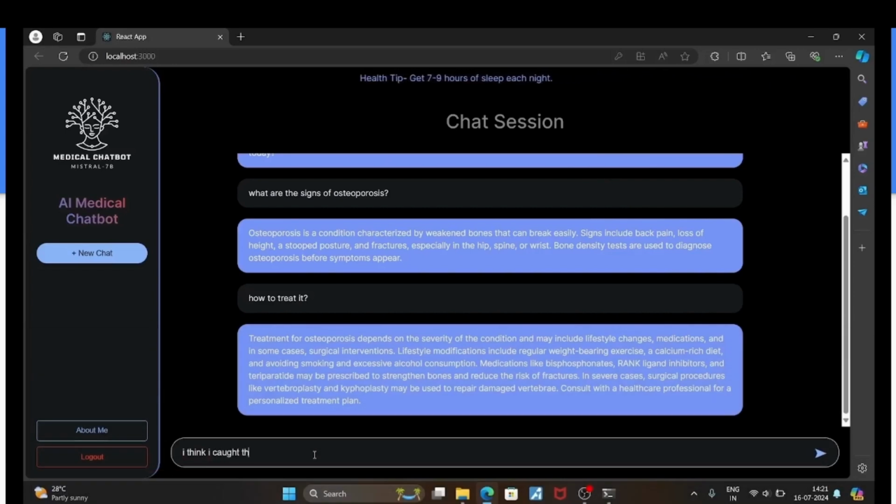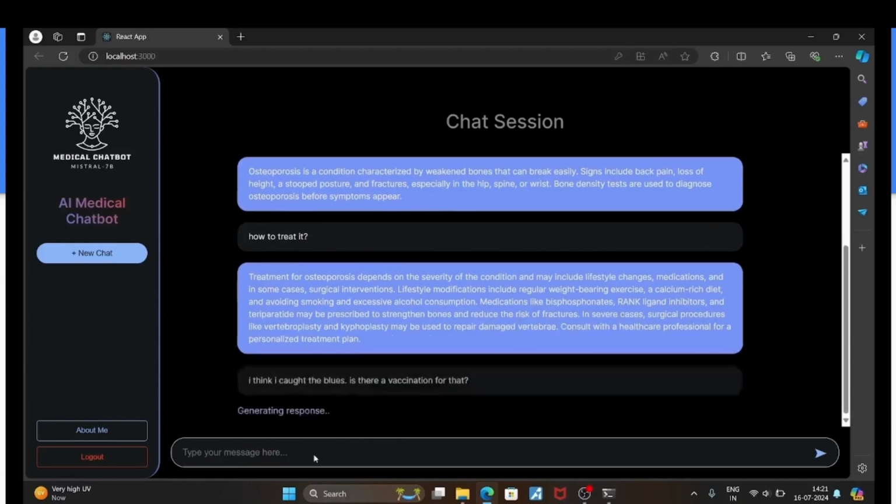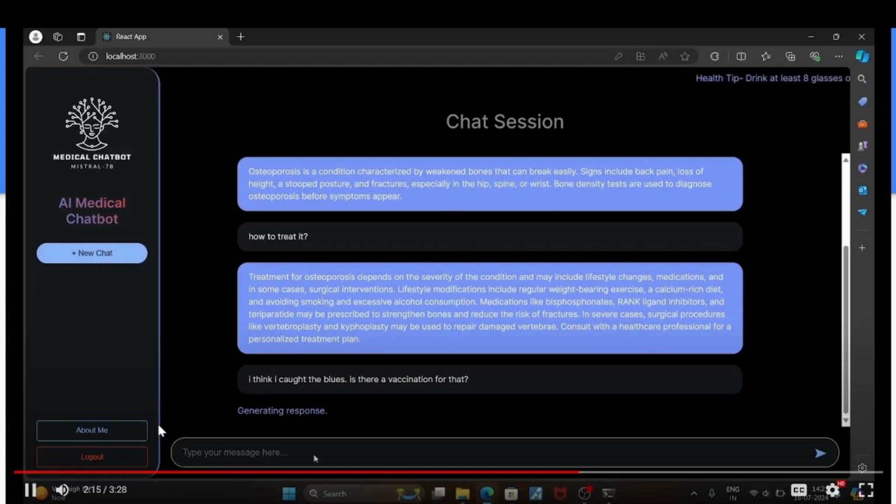Ask it an ambiguous question. I think I got the blues. Is there a vaccine or vaccination for this? So here the word blues is generally used to address a person who's quite depressed or sad. But here we're trying to use the word vaccination to confuse the chatbot. So let's see whether it's able to crack this trick question or not.